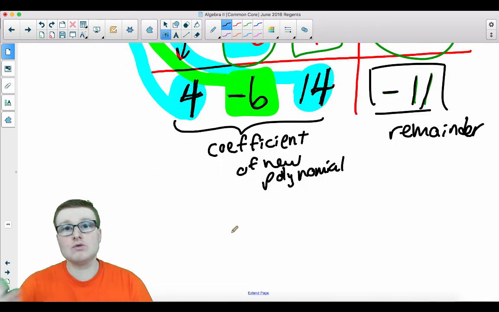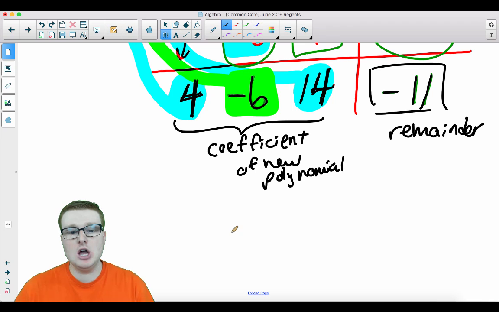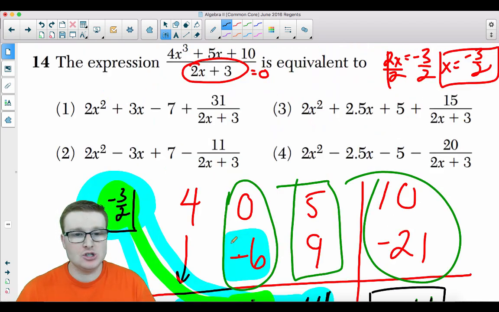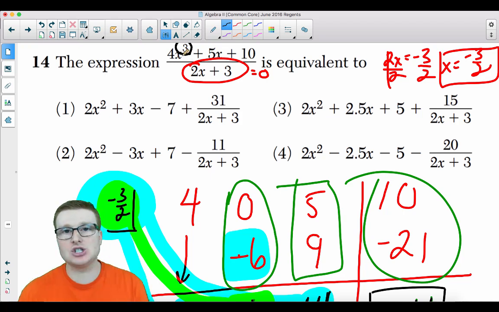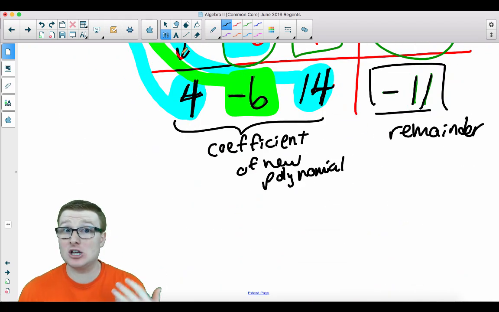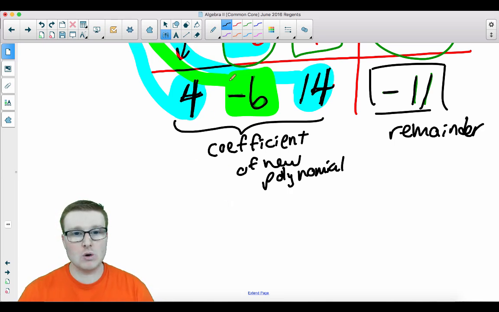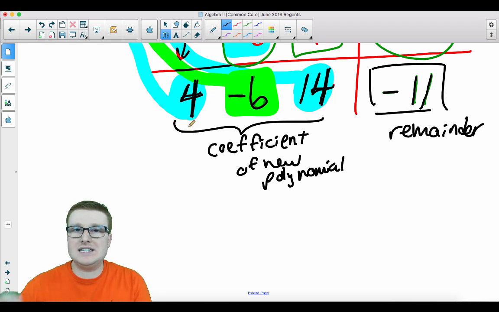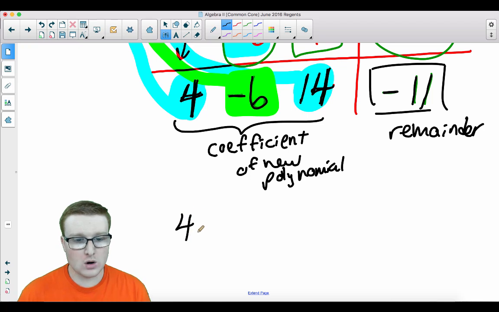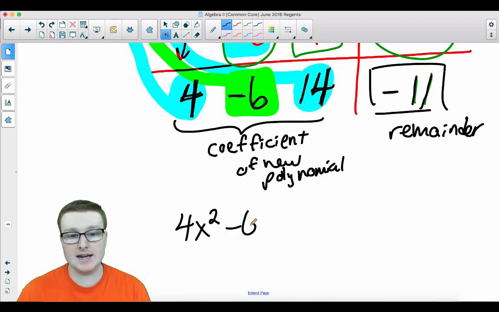So remember when you perform synthetic division, the original polynomial drops by 1 degree. The highest degree is 3. So now the highest degree when you synthetically divide is an x squared term, or a degree of 2. So we're going to take these coefficients and slap on the descending powers, okay? So we get 4x squared minus 6x plus 14.